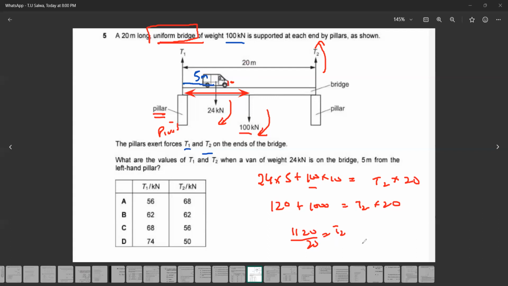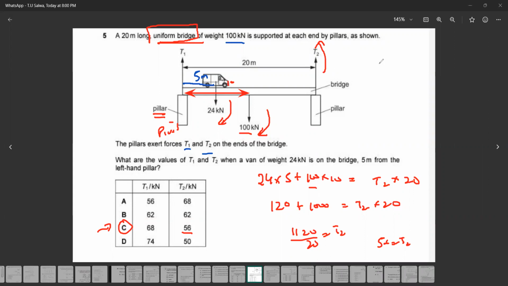So this is 56. So T2 is equal to 56. Which option has T2 equal to 56? We have option C. So you just have to solve for one of them and the other one will be balanced. Even I can find T1 as well. How can I find T1?